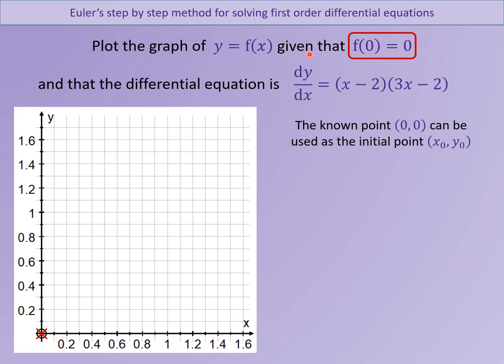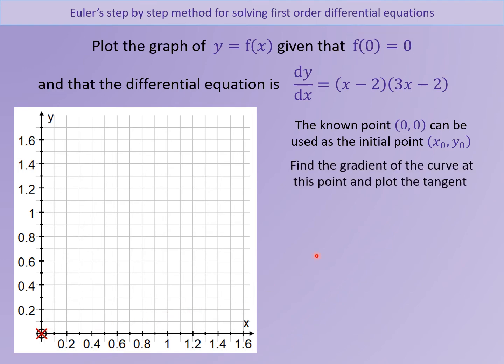Now, because we know that, we should have some idea on the gradient at that point just there. And that's what we're going to work out. We're going to work out the gradient of the curve at that point. And if we know what the gradient of the curve looks like, we know basically what direction it's traveling at that point.